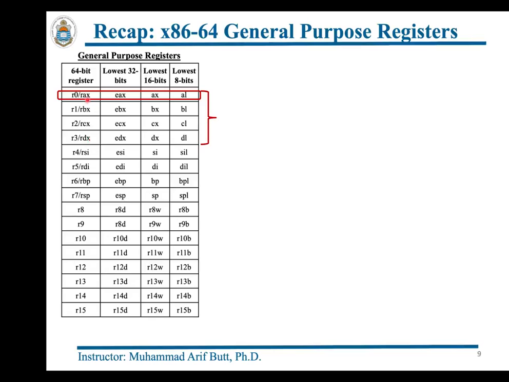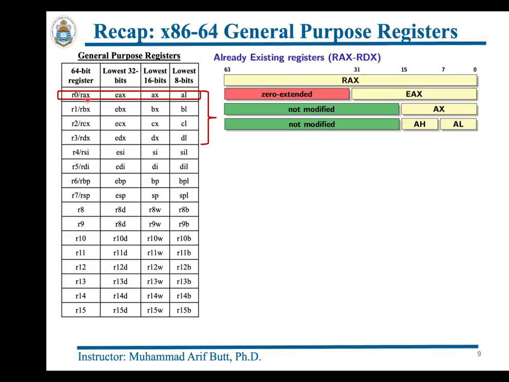If we talk about RAX register and want to access its lower bits, we can use this convention. To access the lowest 8 bits, use AL. For the next higher 8 bits, use AH. And to access the lower 16 bits, use AX. And to access the lowest 32 bits, use EAX. And of course, to access the entire register, 64 bits of the register, use RAX.